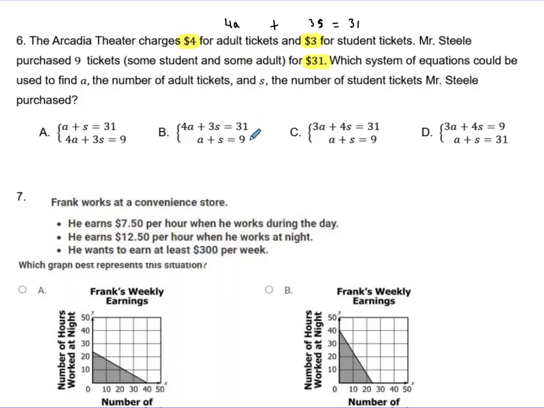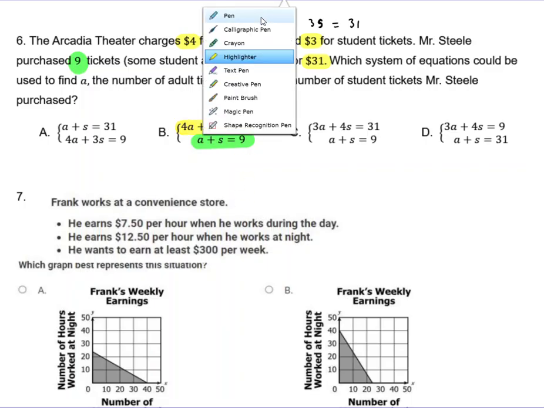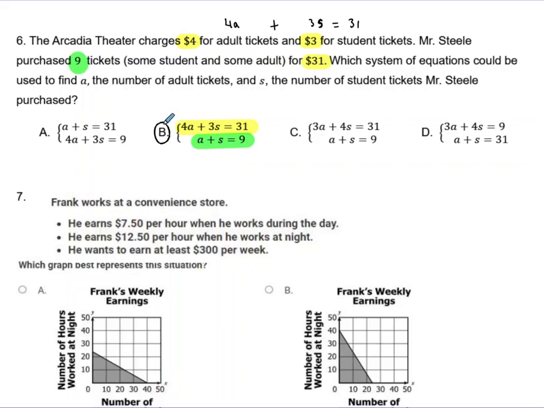The second equation comes from the fact that he has 9 tickets. So adult tickets plus student tickets, he has 9 tickets total, whereas he paid $4 and then $3 for student, and then he paid a total of $31. So you put the money part together and the number of tickets that he purchased together.